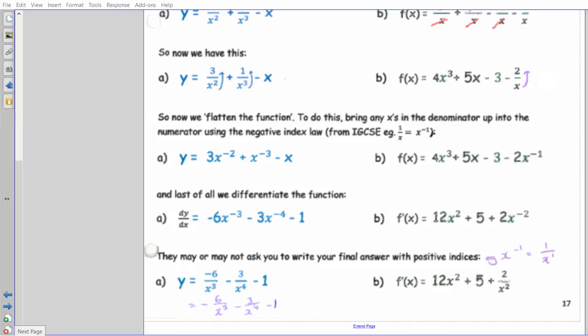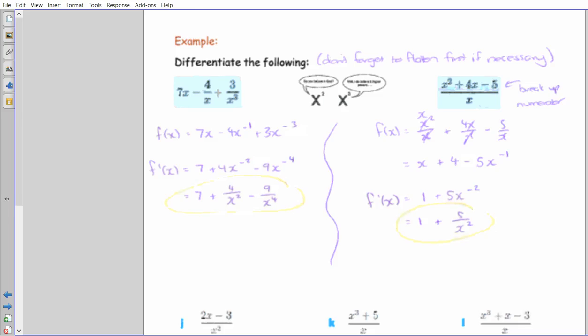Pretty complicated stuff, so let's do some more practice of it. Okay, differentiate the following. Don't forget to flatten first if necessary. So I've given you ones that need to be flattened. This one's already got a broken up numerator. This one needs to be broken up first. So we can go straight to flattening. This part's already flattened. That's all nice. But minus 4 over x, this is x to the 1. So bring the x up here and make it x to the negative 1. See that? Still the negative here.